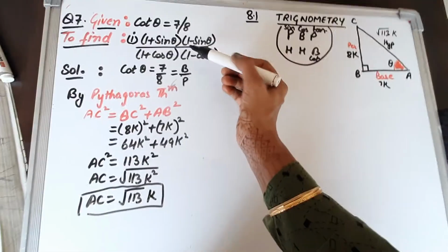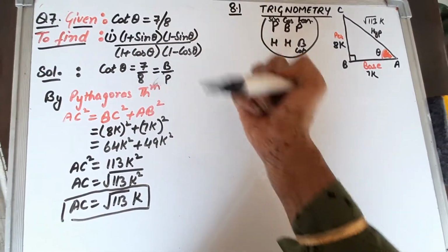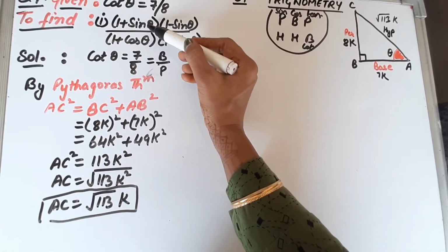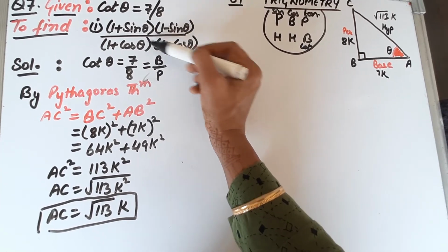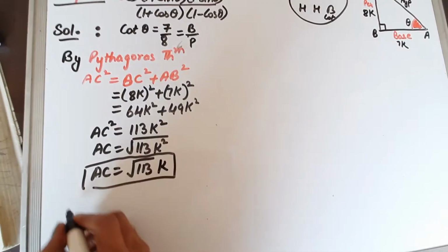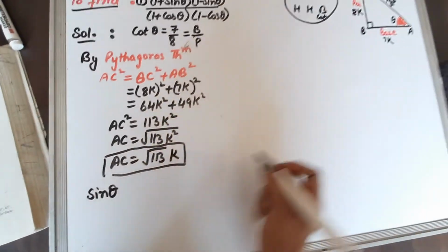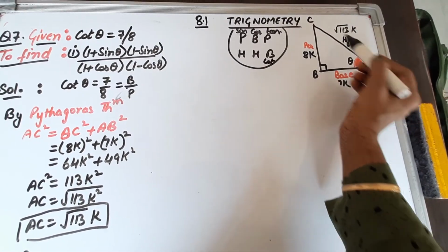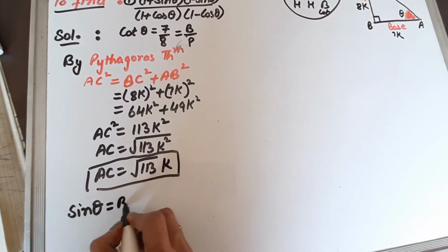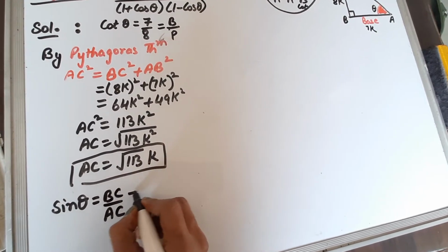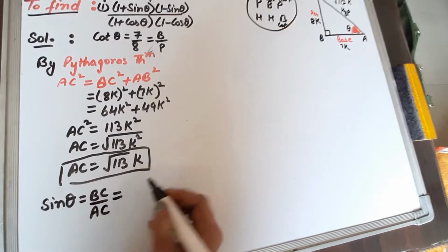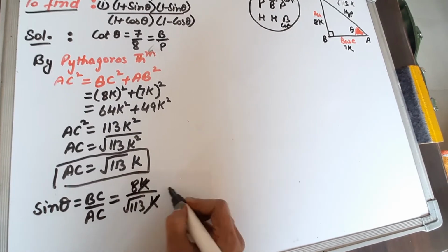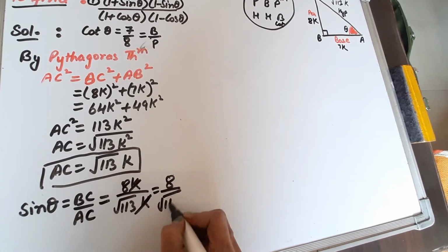Now dear students, what do we have to find out? Let us put the values in this. So let us start doing the solution. Before starting, let us find out the value of sine theta and cos theta, which we have to put in this. So sine theta is perpendicular by hypotenuse. So perpendicular BC upon hypotenuse AC. BC is 8k upon AC is root 113k. So value will be 8 by square root of 113.